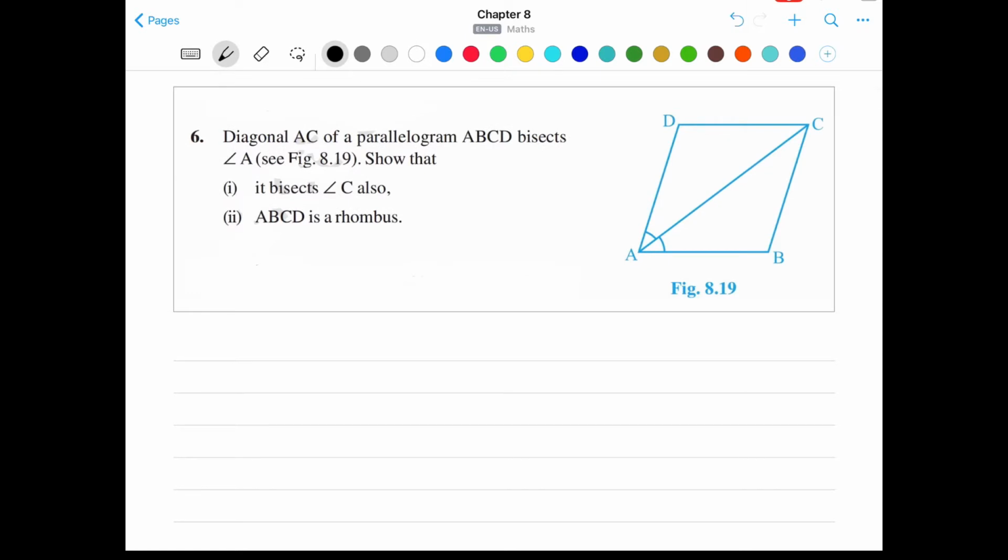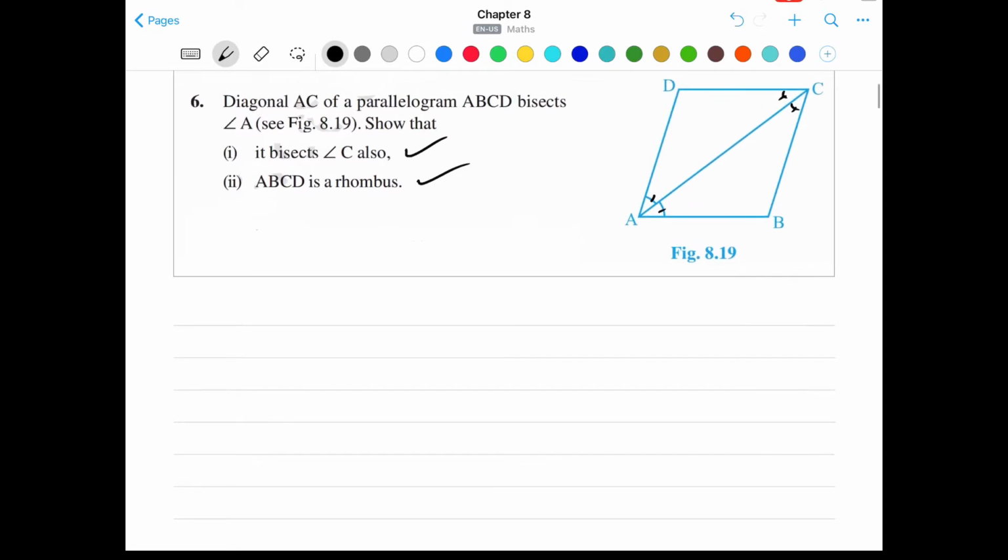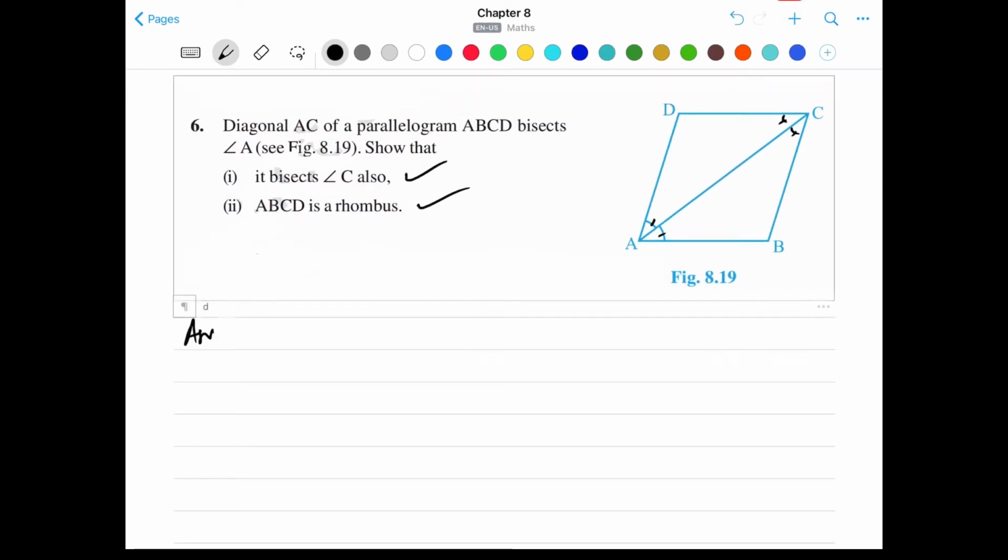The question is, the diagonal AC of a parallelogram ABCD bisects angle A as given in the figure. Show that it bisects angle C also, and then that ABCD is a rhombus. So we are given a parallelogram ABCD in which diagonal AC is bisecting angle A. That means these two angles are equal. And we have to prove that it also bisects angle C, that means these two angles are equal. Then we have to prove that ABCD is a rhombus. Okay, so let's start. Answer number 6.